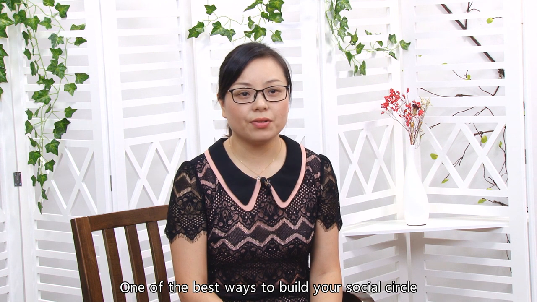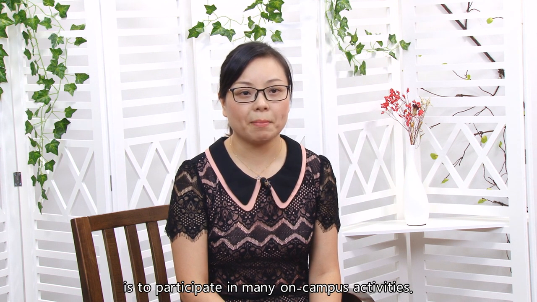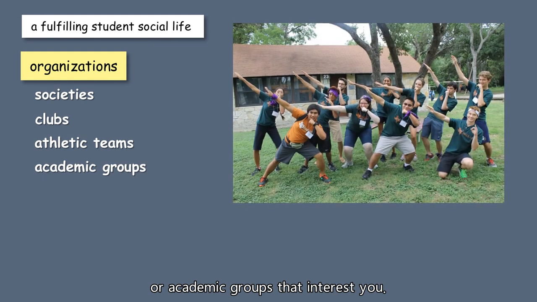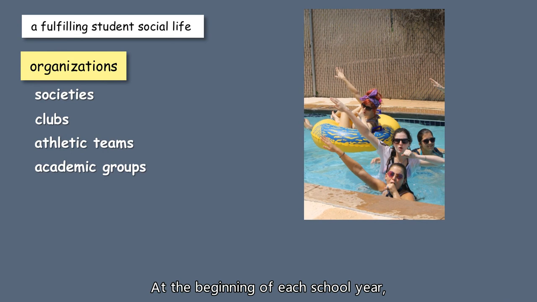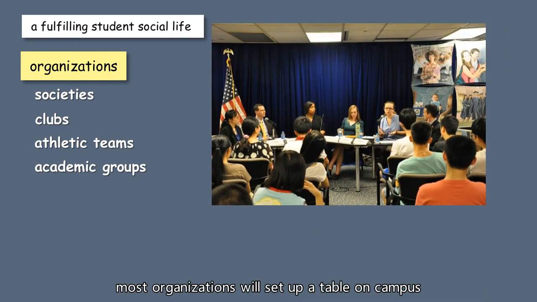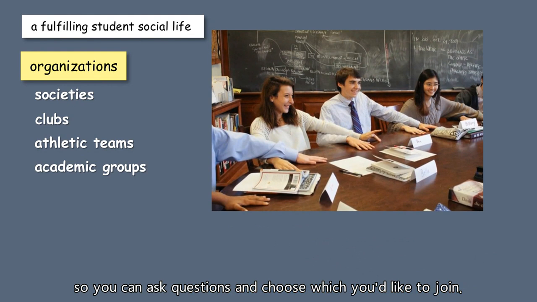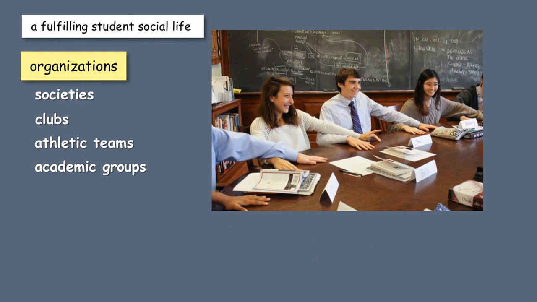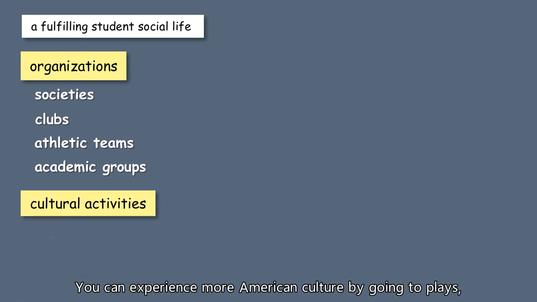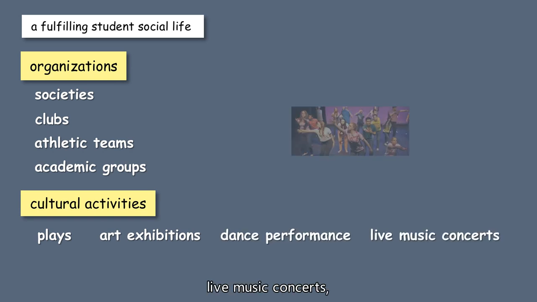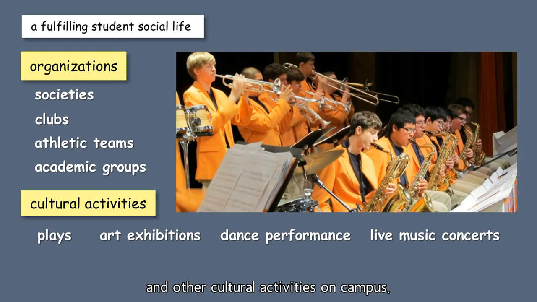One of the best ways to build your social circle is to participate in many on-campus activities. You can join numerous organizations, societies, clubs, athletic teams, or academic groups that interest you. At the beginning of each school year, most organizations will set up a table on campus and recruit new members. So you can ask questions and choose which you'd like to join. You can experience more American culture by going to plays, art exhibitions, dance performances, live music concerts, and other cultural activities on campus.